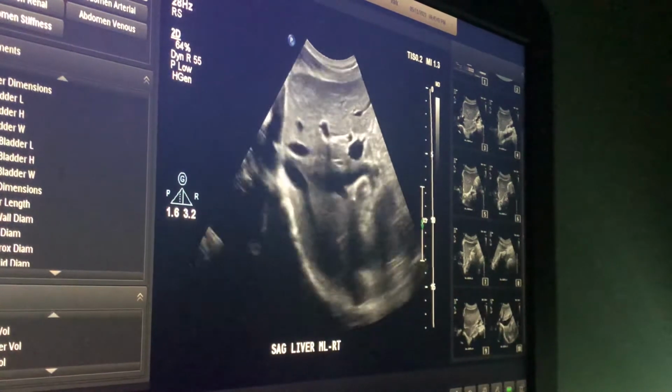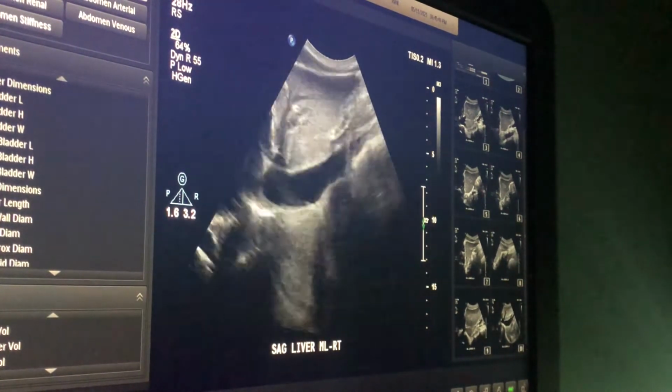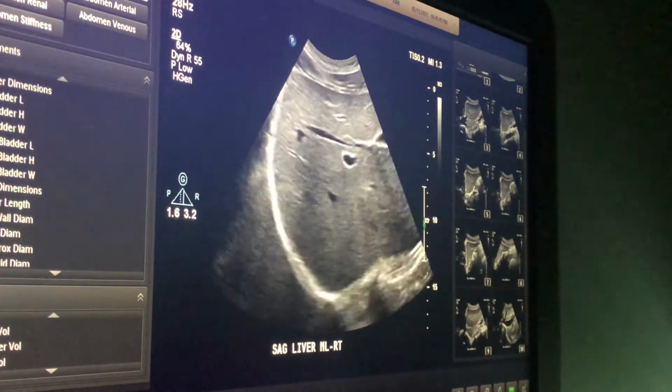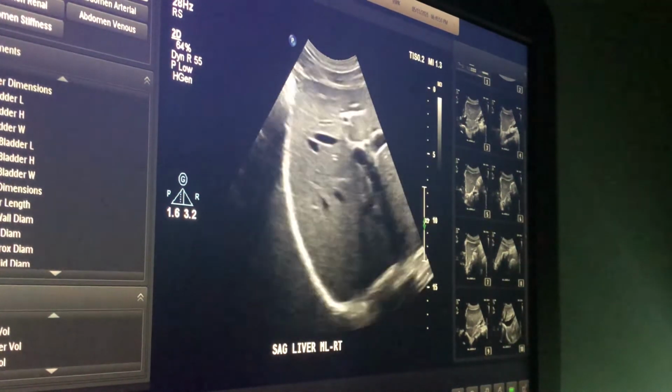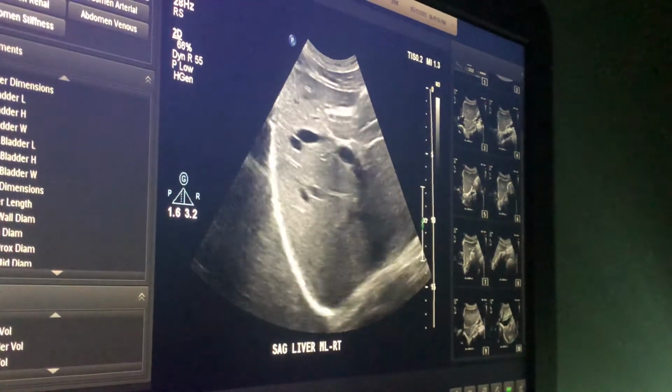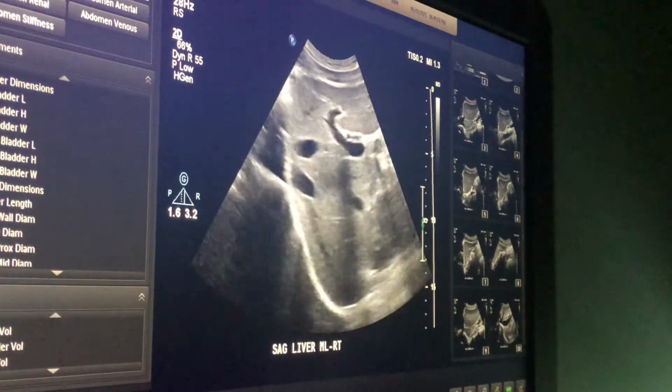And I'm going to keep sweeping off to the right. When you're ready, deep breath in and hold. So I'm adjusting my TGCs here to make sure I can visualize all the way down to the dome.